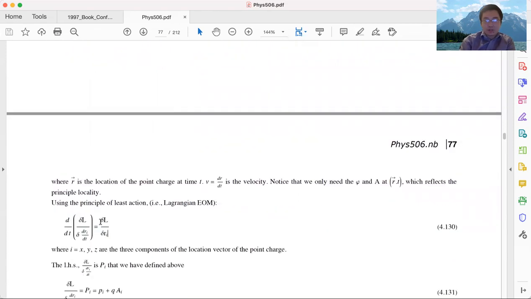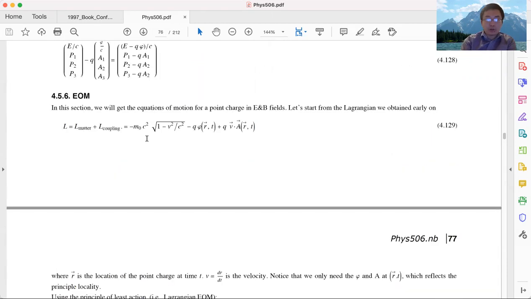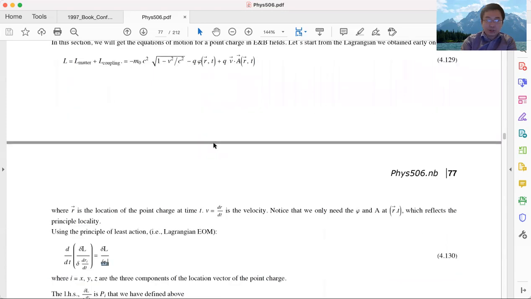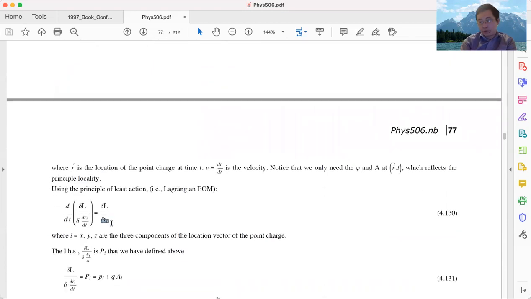This is the same equation of motion we learned in classical mechanics. On the left-hand side, we have the variation of the Lagrangian with respect to velocity, then do a time derivative. On the right-hand side, we have the variation of the Lagrangian with respect to coordinates, and they need to equal each other. So this is the equation of motion for the Lagrangian. And the Lagrangian we already know, it's this. We just need to do the variation.